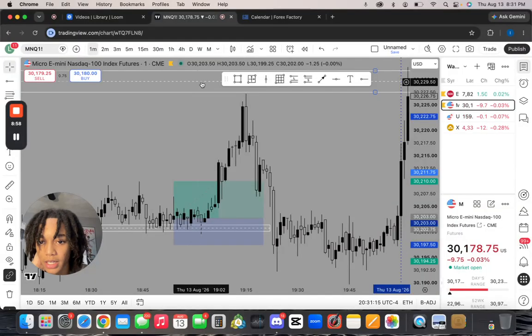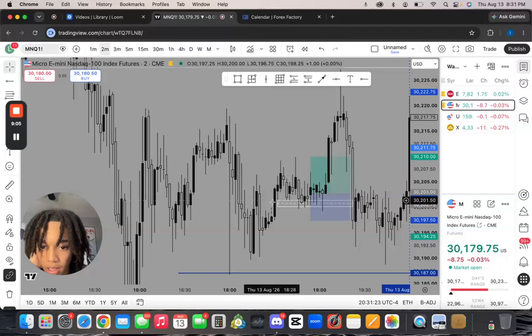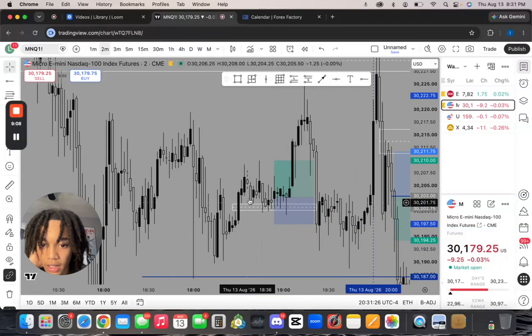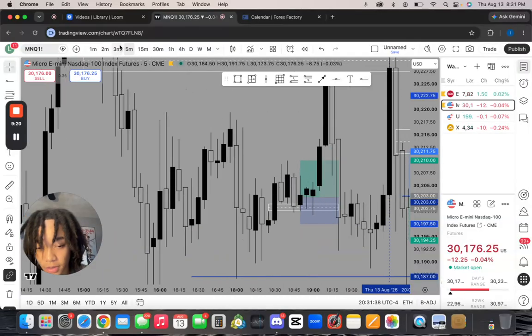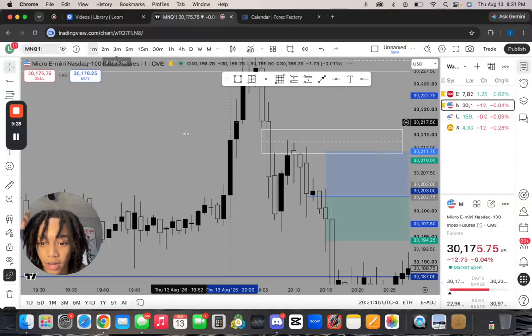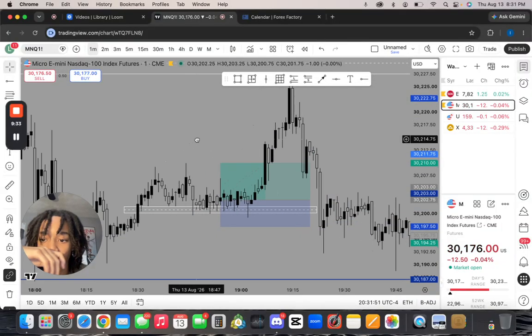I didn't have my 15-minute up here marked out, but I did have this 2-minute fair value gap marked out here, that price continued to not be able to go lower. Price continued to respect this 2-minute fair value gap. There was a 3-minute fair value gap as well, and this was a 5-minute fair value gap as well. And price continued to respect this fair value gap on the 5-minute, 3-minute, 2-minute, and 1-minute. This was, in my opinion, too good not to take.